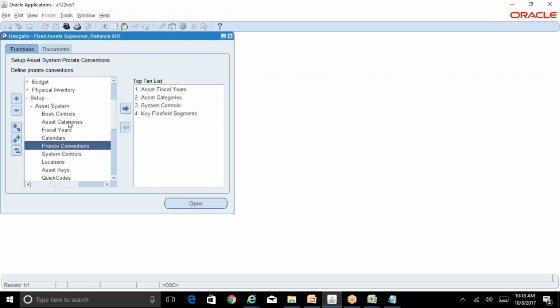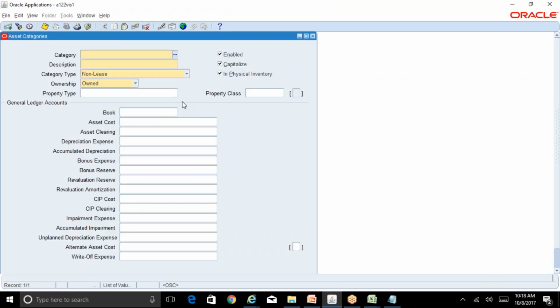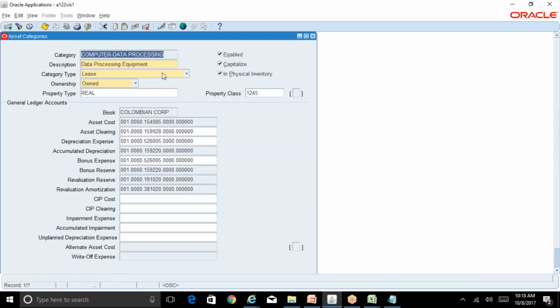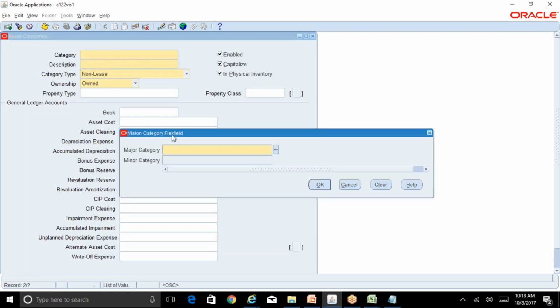So setup, asset system, asset category. In this asset category, it's a bit tricky. Do not create any asset categories here. Asset categories are already created in the system. We will take an example of say computer percentage. If I want to create a new row here, click on plus. So click on this drop down, select the major category and minor category.